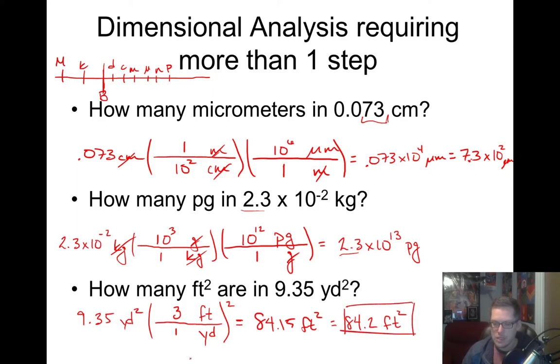Now let's take a step back and talk about why I squared this. I squared this because this yard here was squared. This yard is not squared, so I needed that squared. When I put that square in there, it squares everything. So this becomes 1 squared, 3 squared, and this squared also applies to these. Then that square will cancel, so you get 9 over 1 feet squared per yard squared.